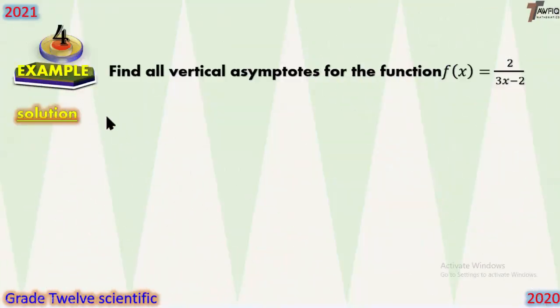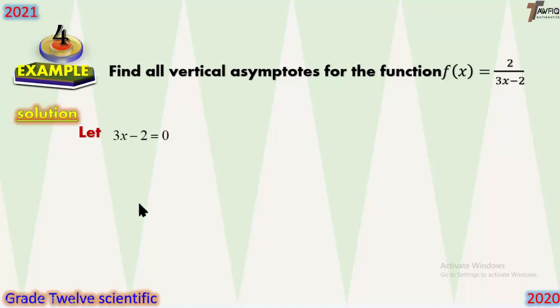Example number 4. Find all vertical asymptotes for the function f(x) equal 2 over 3x minus 2. Take the denominator and equal it to 0. Therefore, 3x minus 2 is equal to 0.